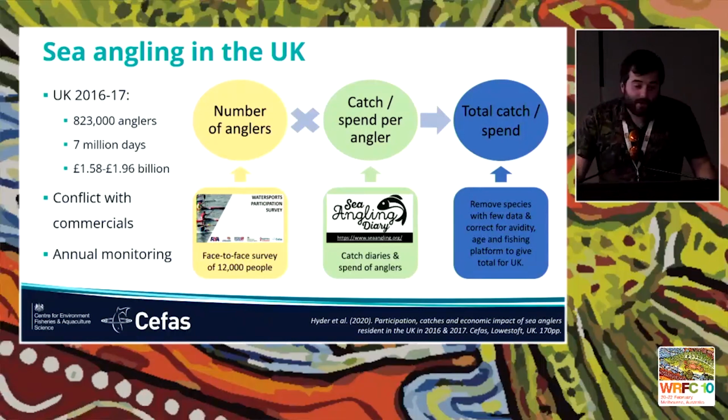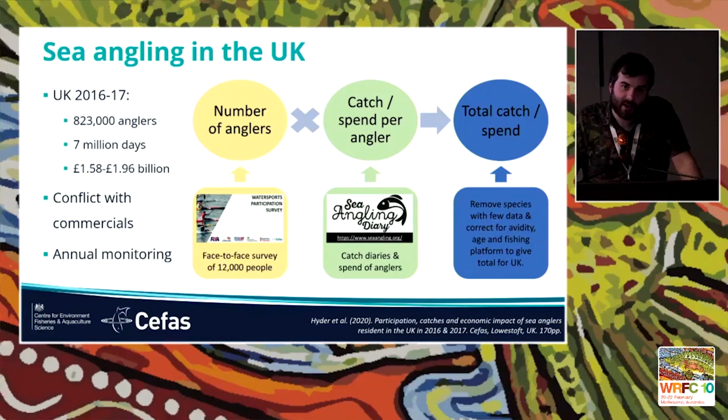So just to give you a bit of overview of how we actually survey this, we do it each year, and we have two separate surveys. The Water Sports Participation Survey for the number of anglers and the number of days they go fishing, because we don't have a licence in the UK to fish in the sea. And then we've got the second study, which is our self-selecting logbook study called the Sea Angling Diary Project, where we get catch and spend rates per angler. If you're interested in hearing a little bit more about how we actually use these data and do some quite interesting modelling with the catch rates and the participation rates, I gave a talk earlier in the presentation. I think it'd be an interesting listen for anyone that's interested in that, but I'm kind of biased on that.